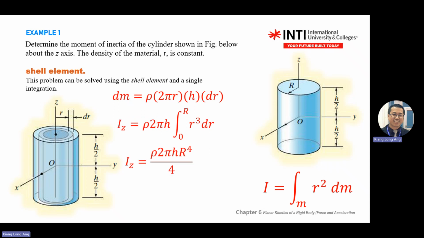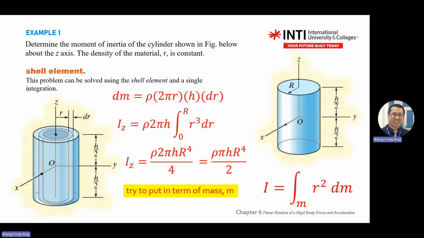So you do the integration, and you'll get half rho pi h r to the power 4. Right. So can you put this in terms of mass? What is mass? Mass equals rho v. So what is your v in this case? Pi r squared h, right?